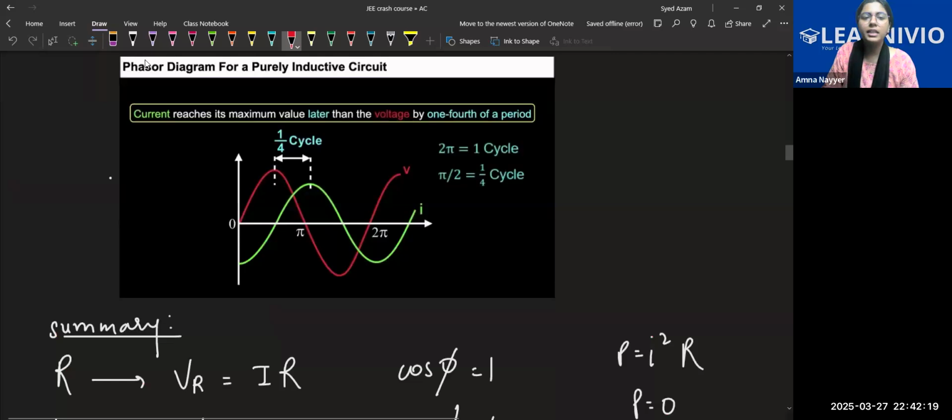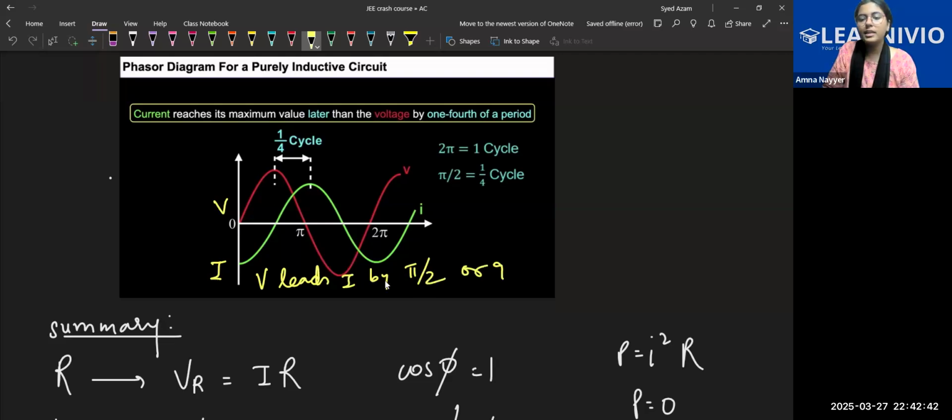So this is how we write the graph. Graphical part you can check. See, when the current is below the axis, it reaches the value later than the voltage. So we can say this is the voltage. Voltage leads current by pi by 2 or 90 degrees. This is important for you to remember.